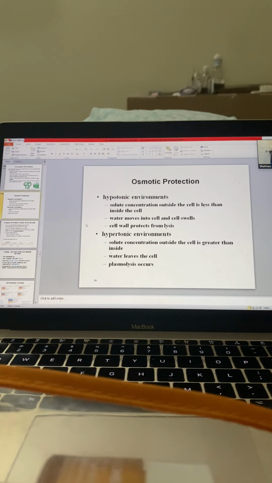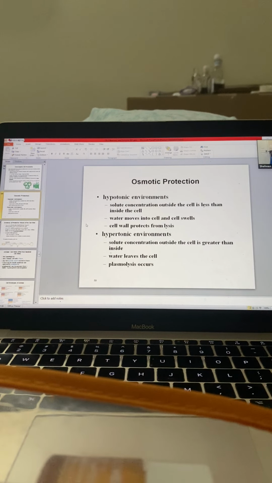Now, osmotic protection is a very important function, you understand, and this osmotic protection is usually given to bacteria by their cell wall. So what is osmosis, first of all? Can anybody tell me what is the process of osmosis? Is it the diffusion of water? It's a diffusion of water directed by what? The concentration gradient.